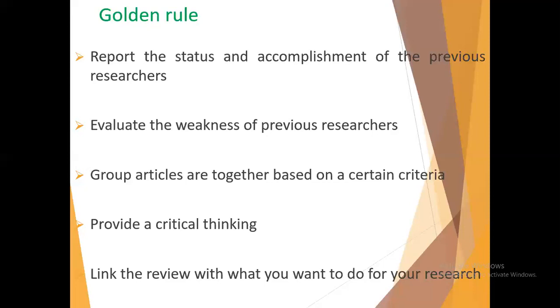You will be confused. So you have to follow a proper order of writing the literature survey. Then provide critical thinking. Providing critical thinking means whenever you are studying or reading other people's work, you have to provide critical thinking related to that particular topic. Then link the review with what you want to do for your research. If someone has done something, now what new do you want to do, and you can make a link.